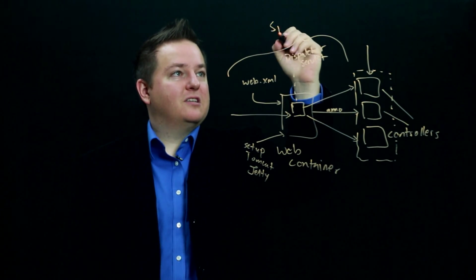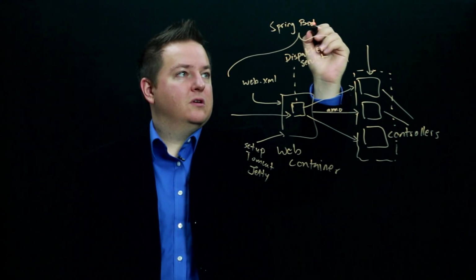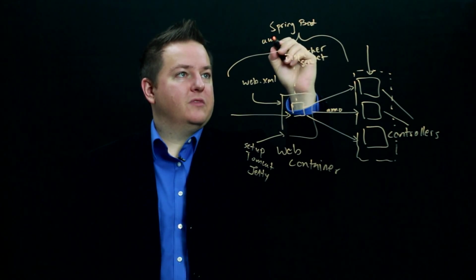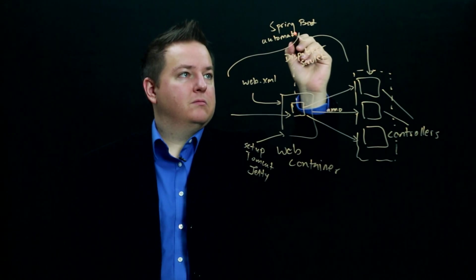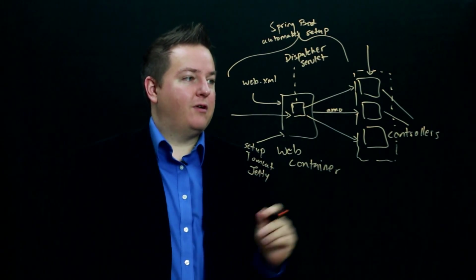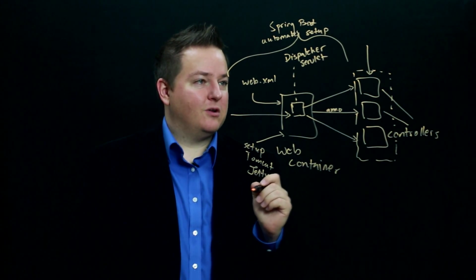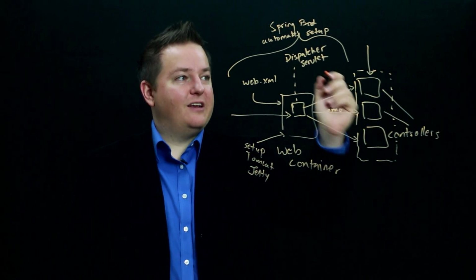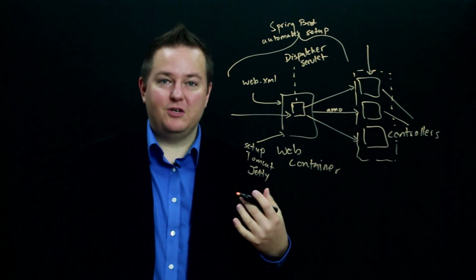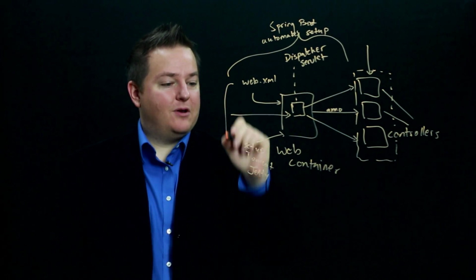So this is the stuff that Spring Boot automates, is the setup of this tier in front of all of our controllers. Because really all we want to do is focus on writing controllers. We don't want to focus on all of this setup stuff in addition to writing our controllers. And so Spring Boot makes this happen automatically.